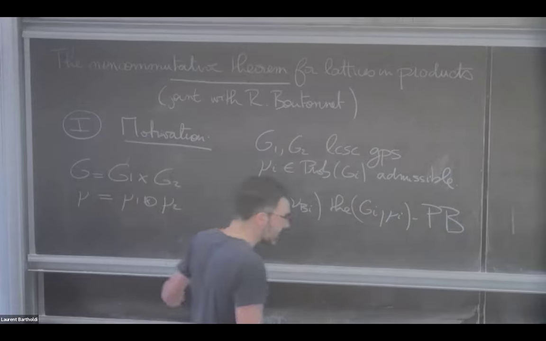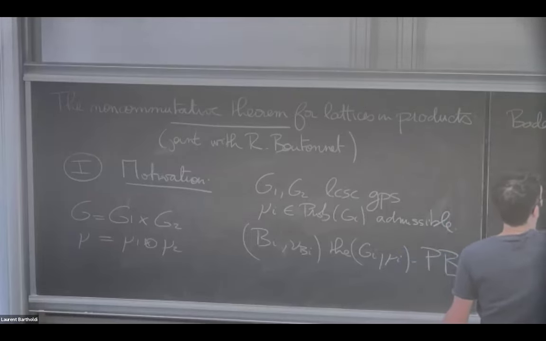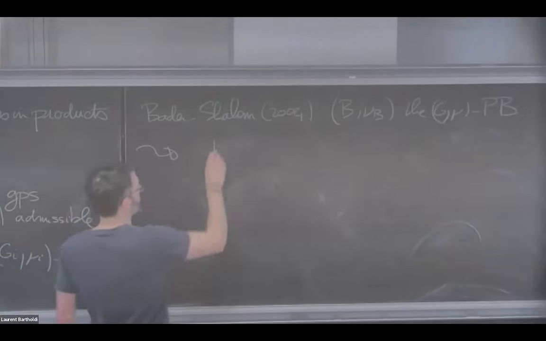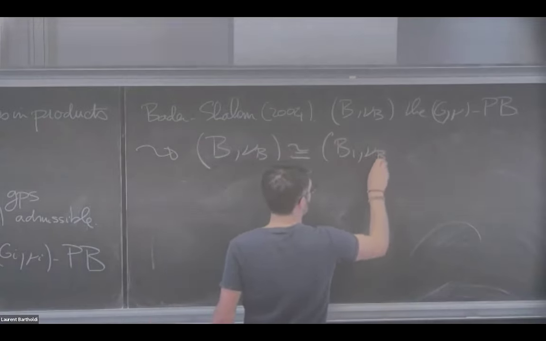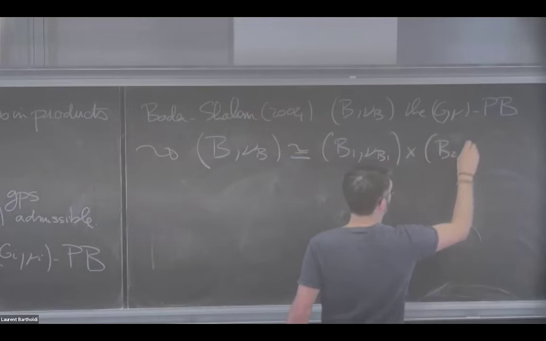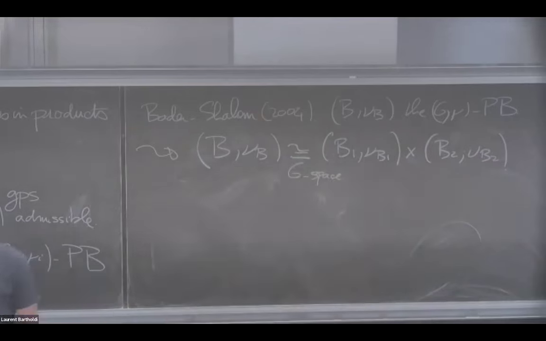An interesting result that I use was presented by Valéry and Jérôme. If I write (B, nu) for the (G, mu) Poisson boundary, then we have an isomorphism of the Poisson boundary of G and the product of the Poisson boundaries. So we have an isomorphism between these two spaces, and this is only as a G-space. So in short, the Poisson boundary of the product is the product of Poisson boundaries with this choice of measures.